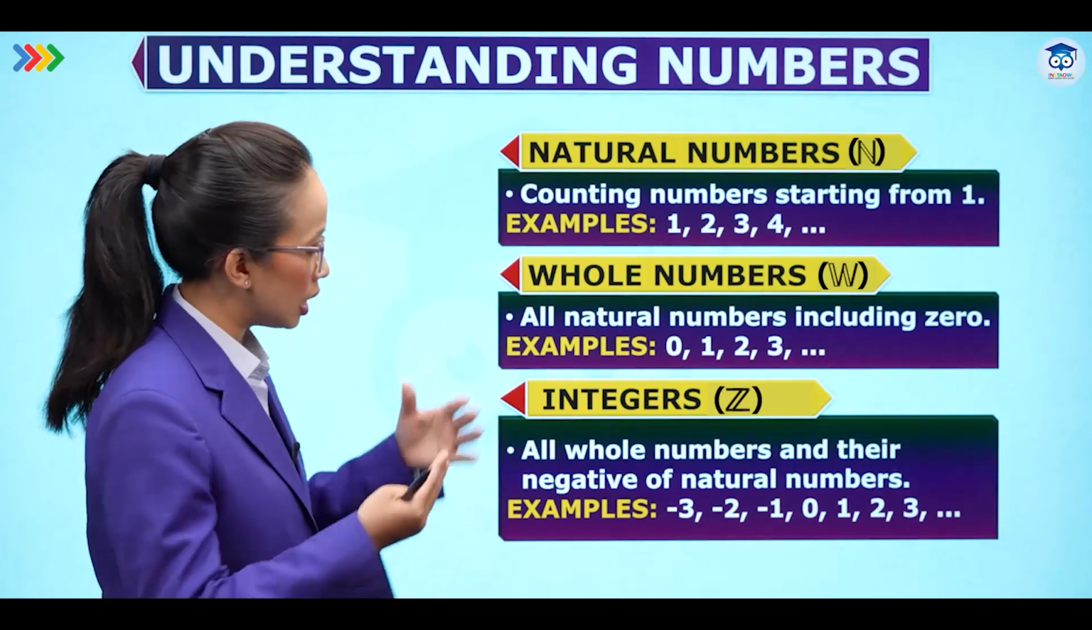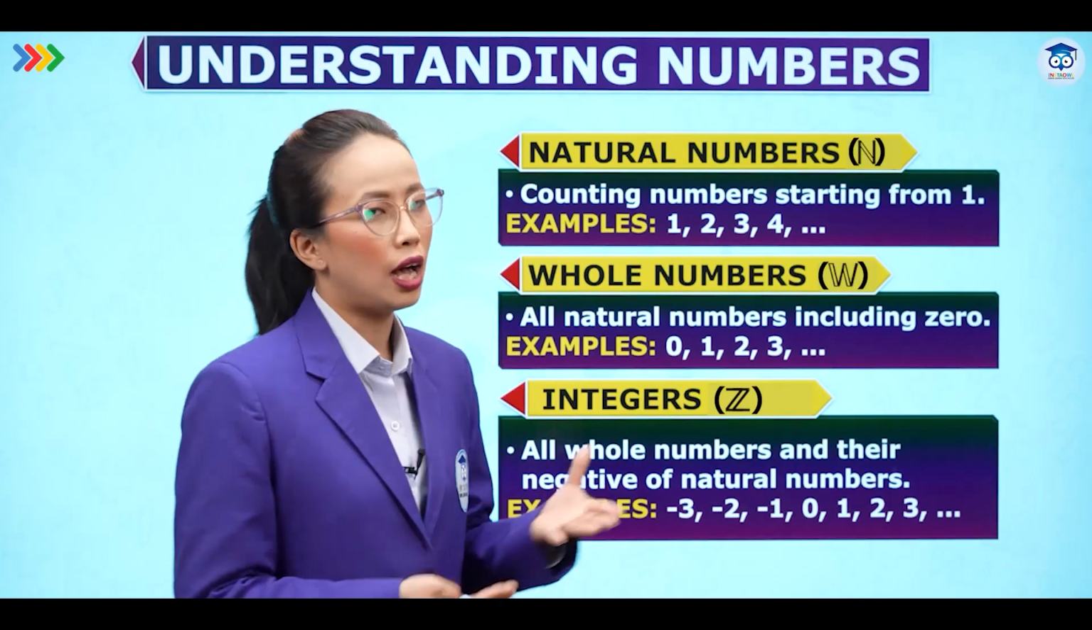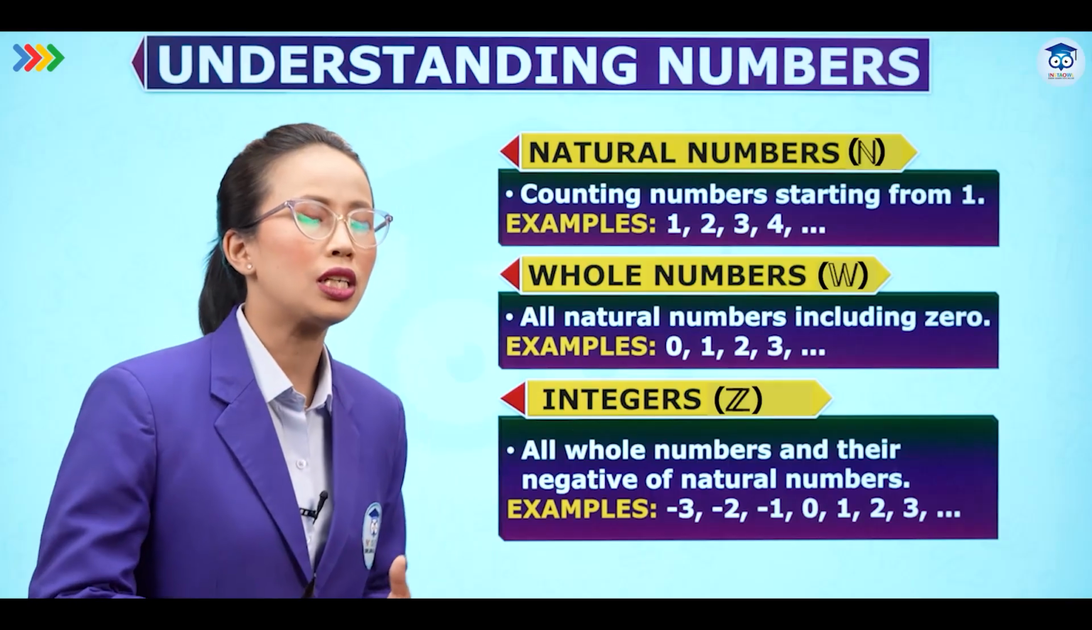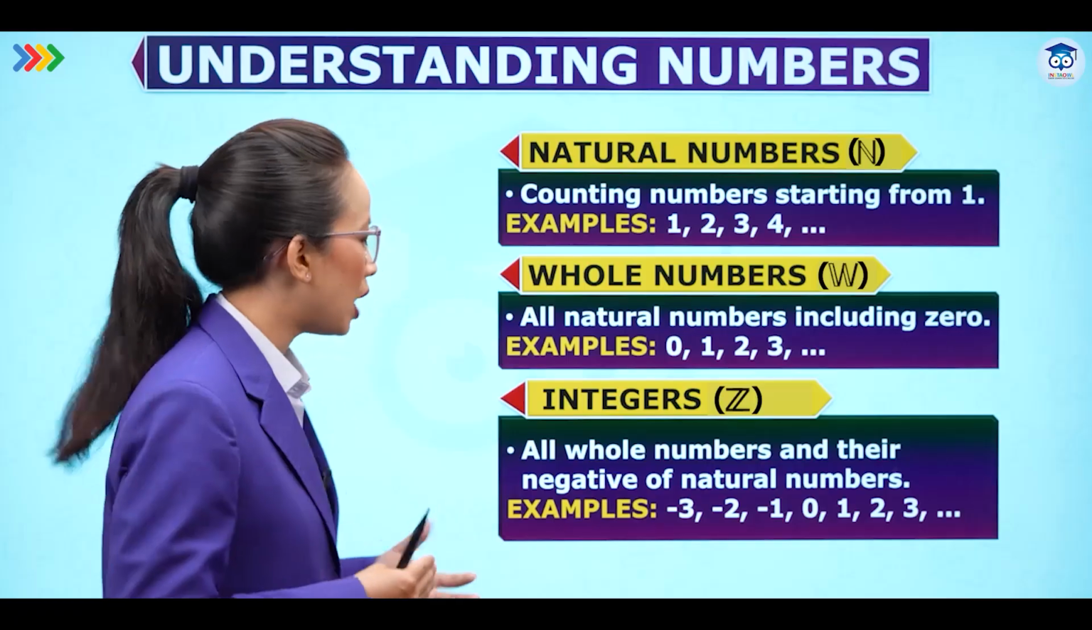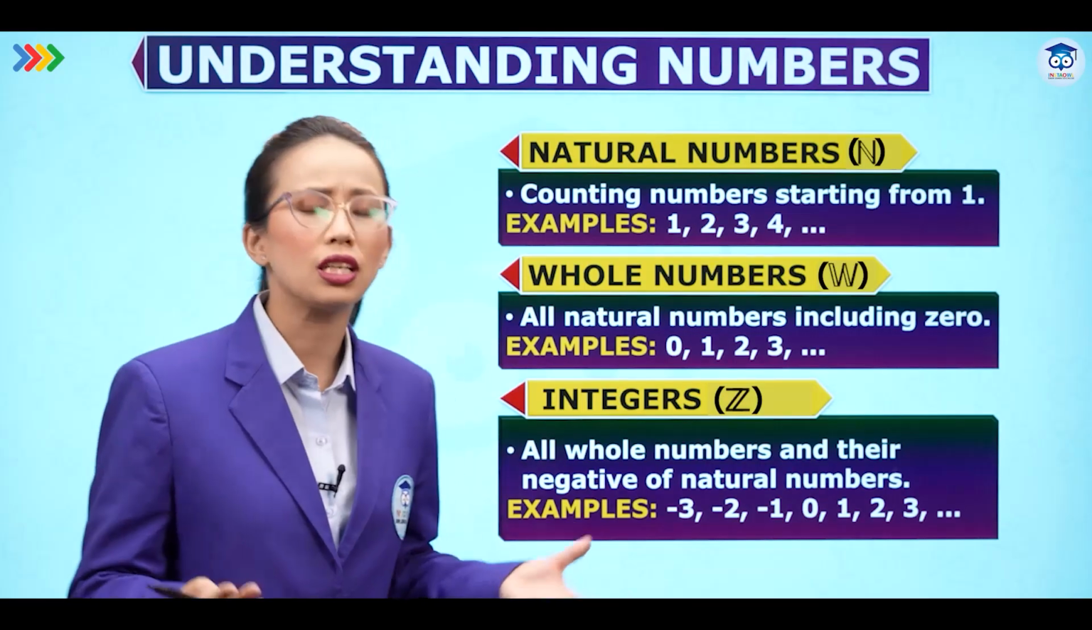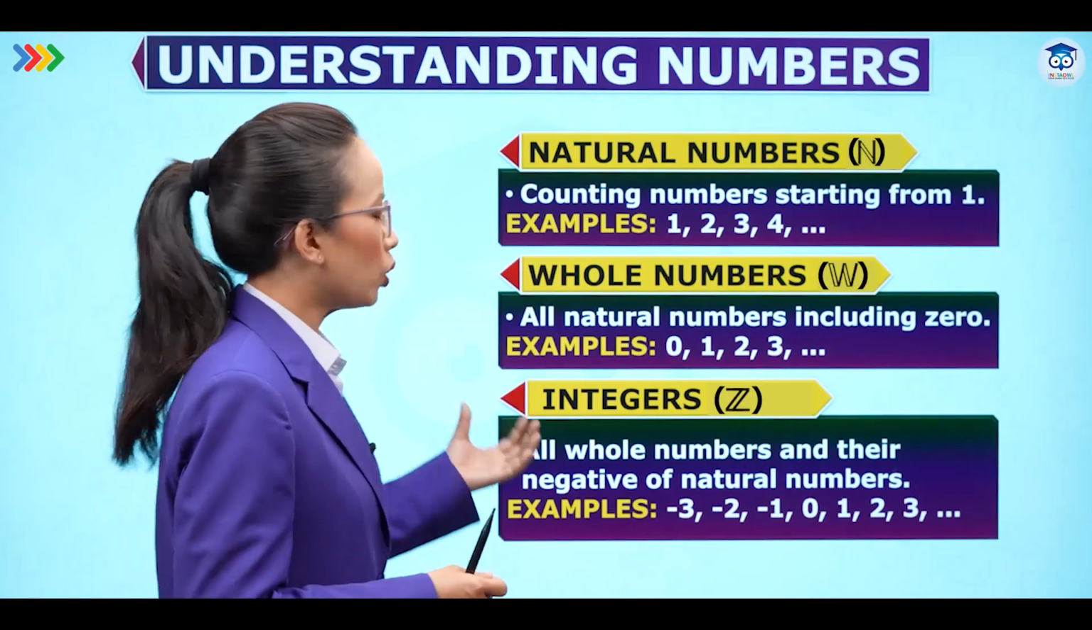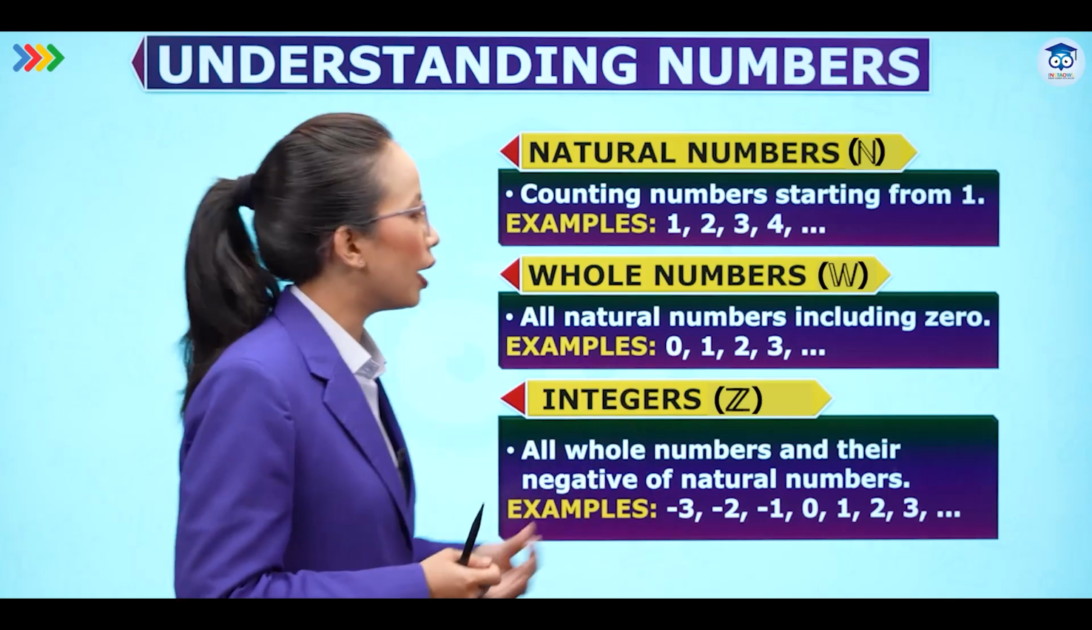And then we have integers. Integers are the number set which contains the whole numbers and the negatives of the natural numbers. There we have -3, -2, -100 and so on. It is denoted by script Z or script I.